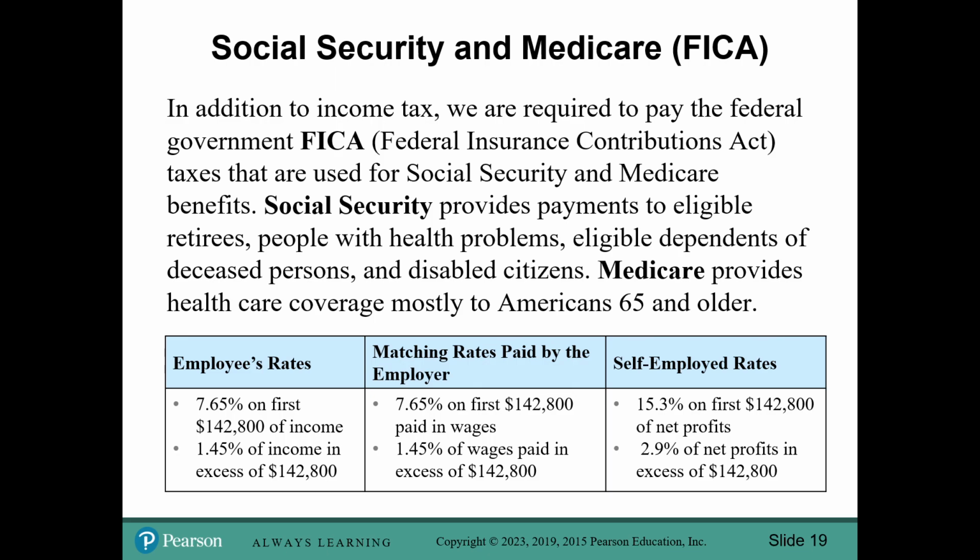Now, the employer is going to match that 7.65% on that first $142,800 paid in wages, as well as matching the 1.45% of wages paid in excess of $142,800. Now, for self-employed rates, you're looking at 15.3% on the first $142,800 of net profits, plus 2.9% of net profits in excess of $142,800. Essentially, pretty much having to pay the whole thing by yourself there.